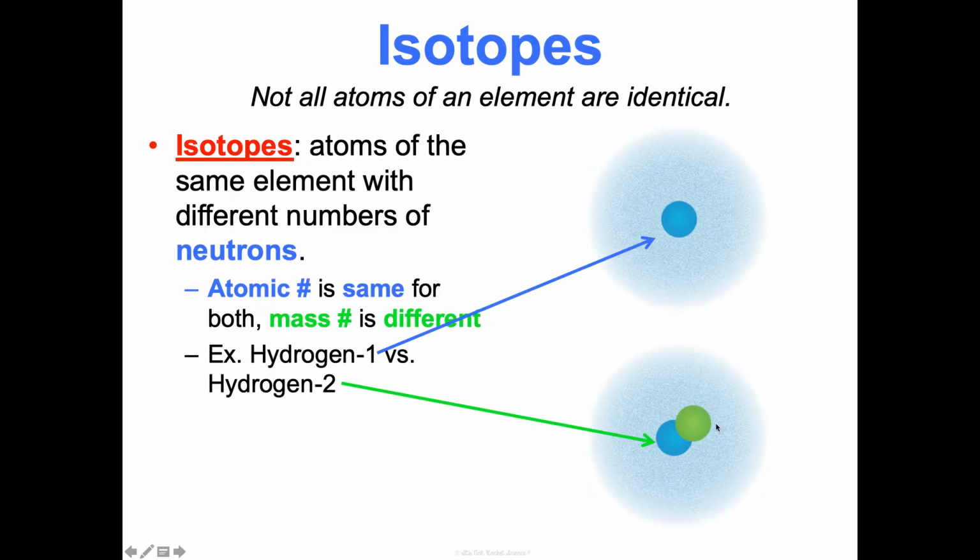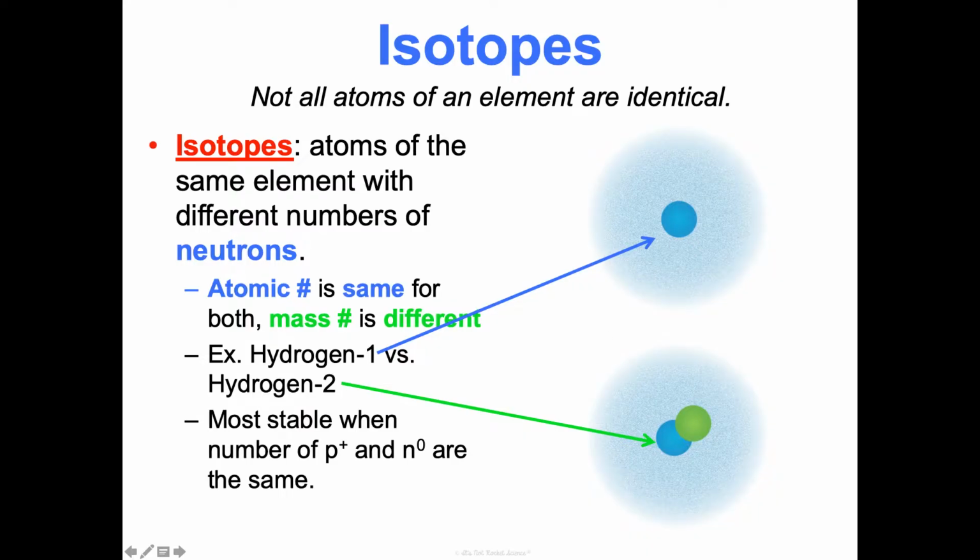But what you will see is different is this atom of hydrogen has no neutrons. There's no neutrons pictured here, only 1 proton. Whereas this one has a proton and a neutron. It has 1 neutron. And so we say it's hydrogen 2 because that's its mass number. 1 proton plus 1 neutron gives me 2. Hydrogen 2. Whereas this one just has hydrogen 1 because it's 1 plus 0.